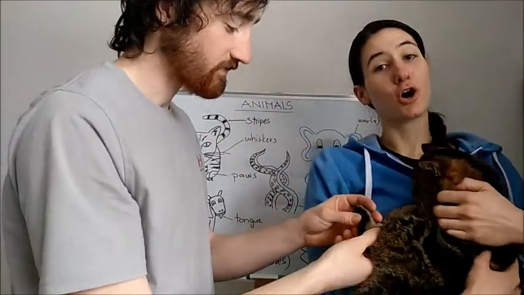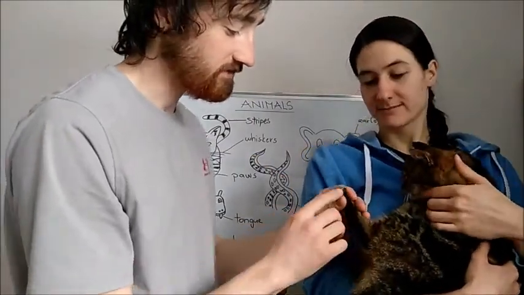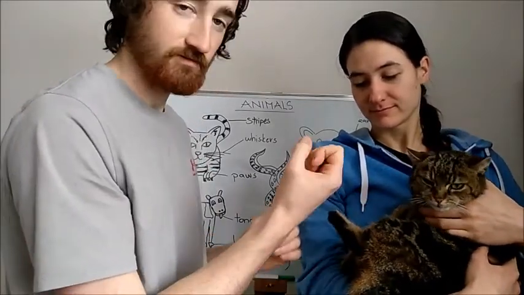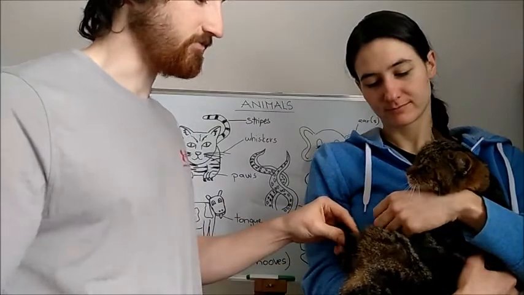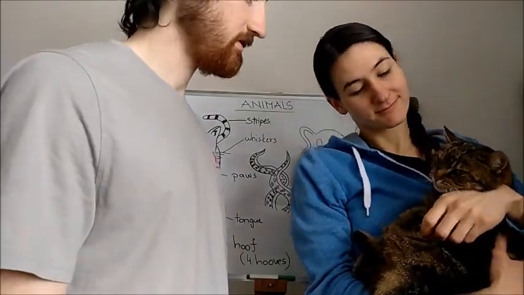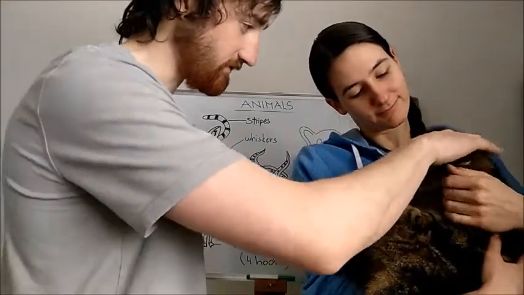Paws and claws. So these here are claws, and this thing, the little foot, is her paw, and this is her tail. And yeah, I think that's everything important on her.